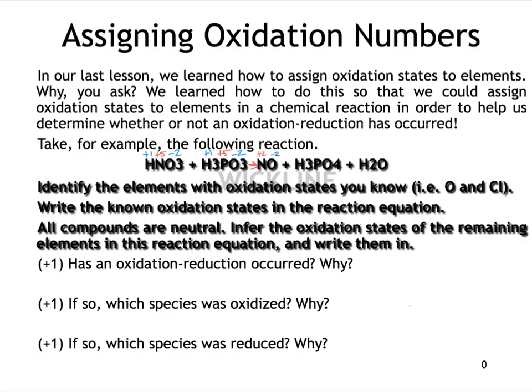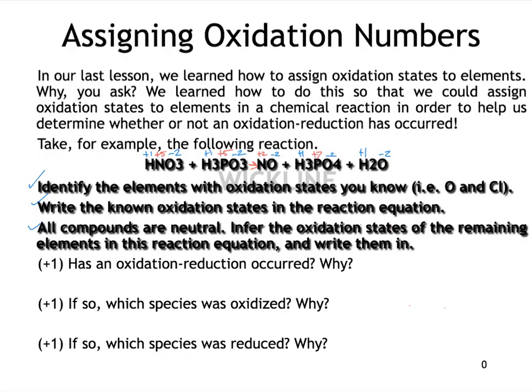And in the H3PO4, the oxygen is going to be negative 2, hydrogen positive 1. And let's see, negative 2 times 4 for the oxygens is negative 8. And then the negative 8 plus 1 is negative 7. So this phosphorus must be positive 7. And then lastly, oxygen is negative 2, hydrogen is positive 1. So far I identified all the elements that I knew, I wrote in the known oxidation states, and I inferred the oxidation states of the elements that I don't know, and those are in red.